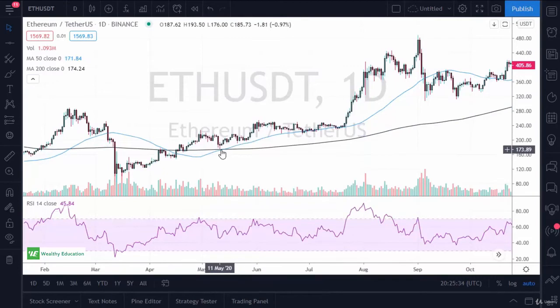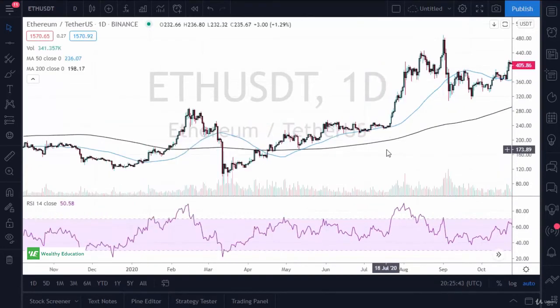There's a cross there. Volume didn't spike up, but we weren't overbought either, so it was a safe trade to take in that sense. You didn't have to worry about, are we overbought? Is this going to hurt?